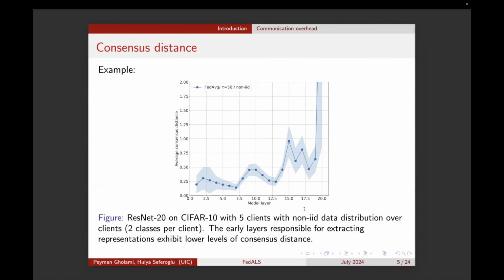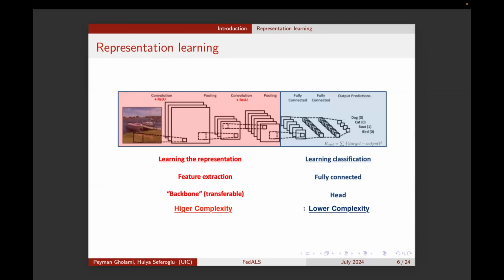There is a lot of research on representational learning that shows a model can be split into two parts. The first part is the representation extractor, which is actually a more complex part and pulls out the features from the data. The second part takes those features and turns them into the final output labels. This part is usually just a few fully connected layers and isn't that complex.